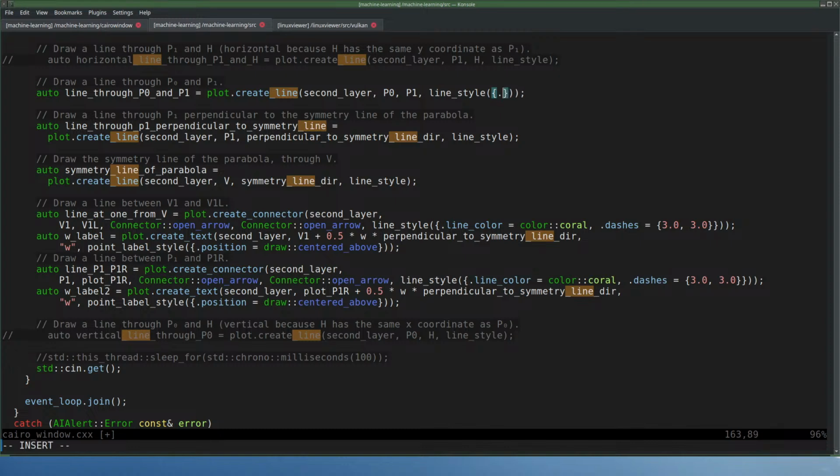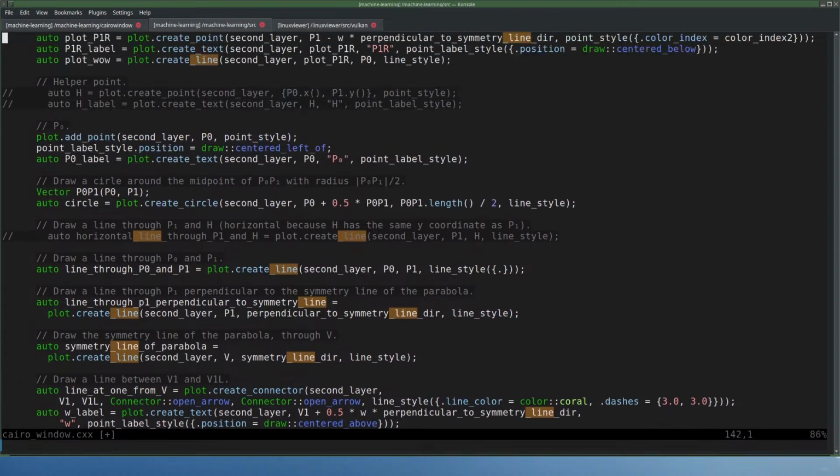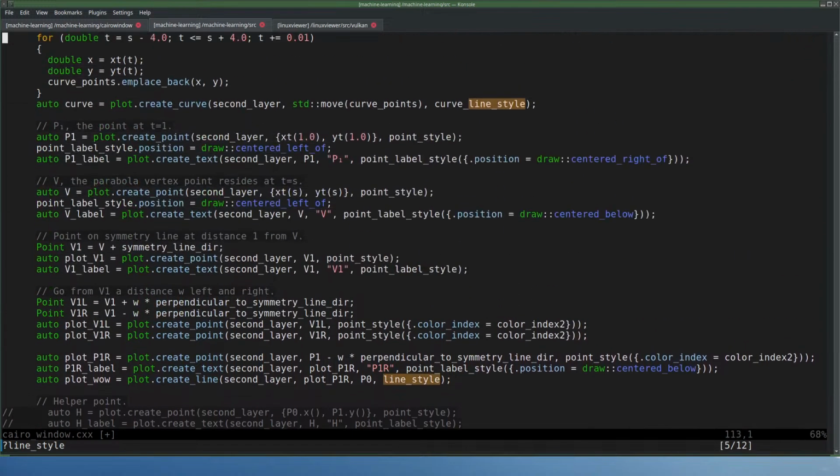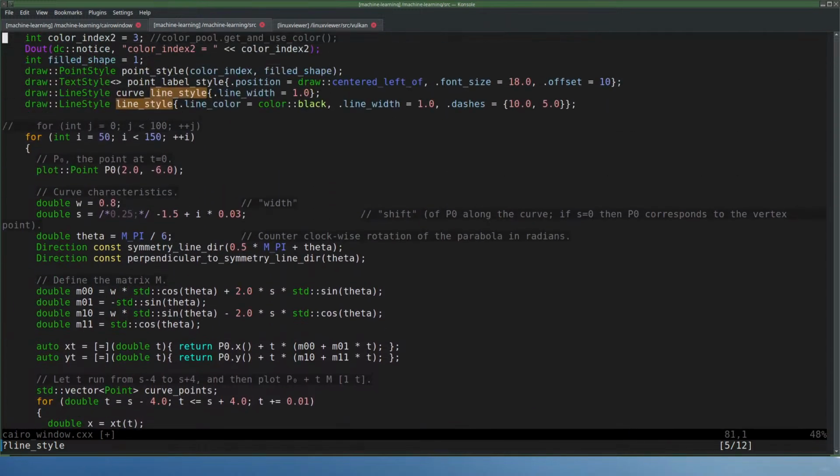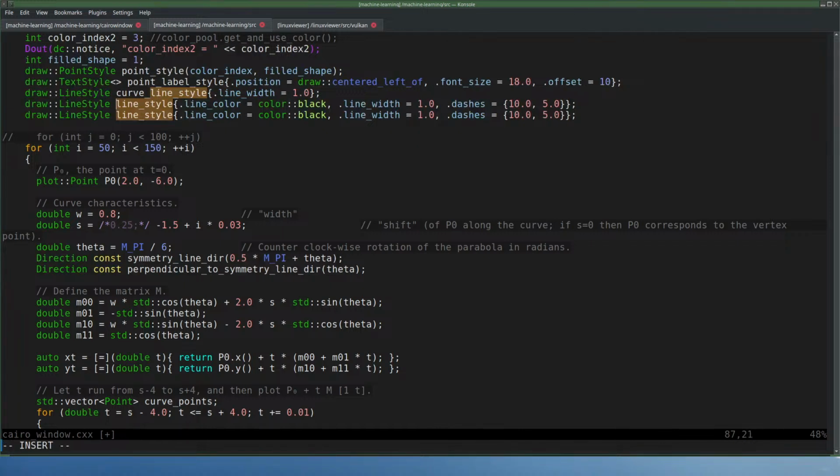Can I just not do... Why is my line style? Is that really the... No, I have dashes for the line style. Well... Gonna make another one. It's too weird. Call this solid line style then. No dashes.